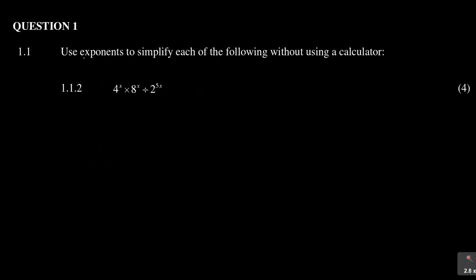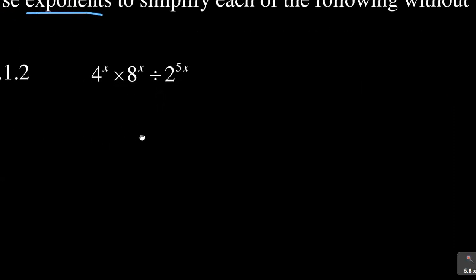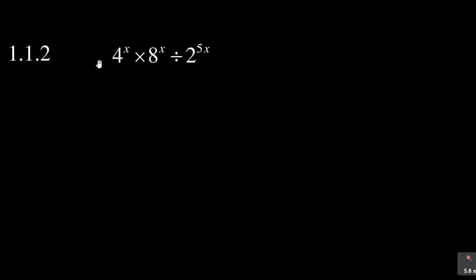It still says we must use exponents or the laws of exponents to simplify, and we must not use a calculator. And this particular question, it had good marks. As you can see, it had 4 marks. Now, how could you have approached this particular question? If I can expand again. So we are given in this particular question, it says 4 to the exponent x times 8 to the exponent x divided by 2 to the exponent 5x. So there are 2 signs we are given, the multiplication as well as the division.